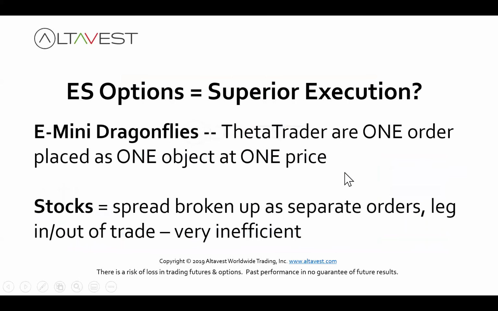And here's one key element here, folks. Superior execution, these dragonflies we talked about. You can't do that with stocks. I've seen people try, and I've tried. But with ThetaTrader, you place a dragonfly as one order at one price. It's called an object. But with stocks, you have to break it up into two different separate spreads. Then you have to track them separately and leg in and leg out. It's just a mess. It's pitiful, actually.